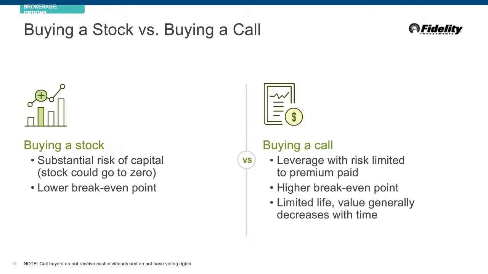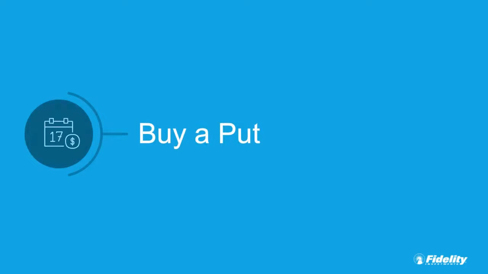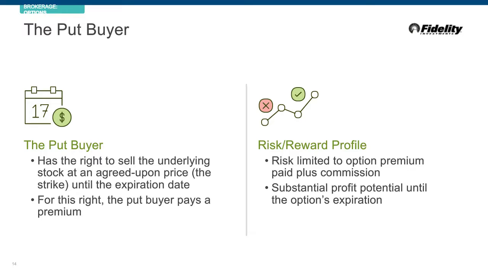All right, so let's go ahead and switch gears to buying puts. Recall that the directional outlook for long calls was bullish, so buying puts is actually the opposite. It is a bearish strategy. The buyer of a put pays a premium, which gives them the right to sell the underlying stock at the strike price until the expiration date.